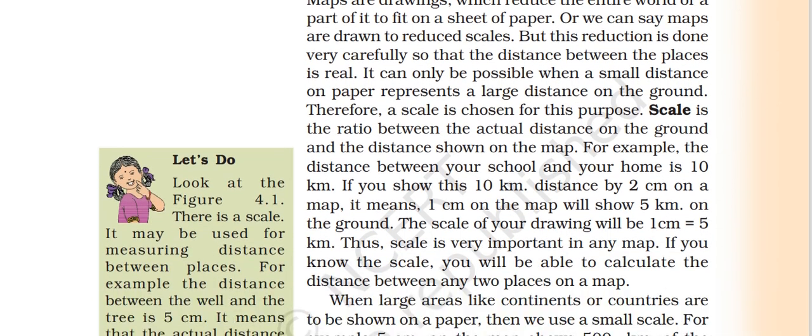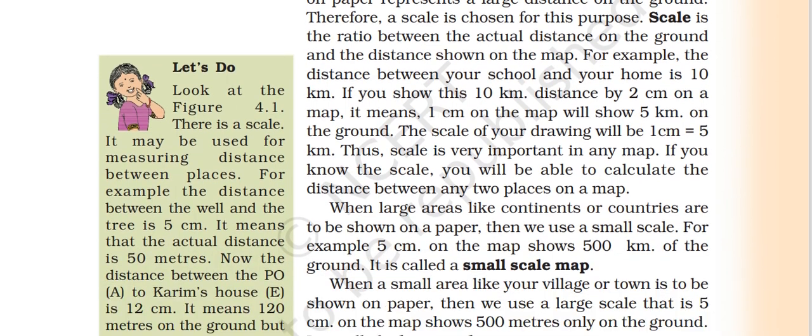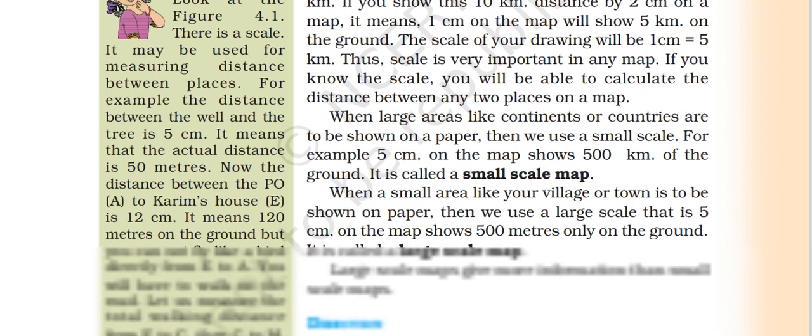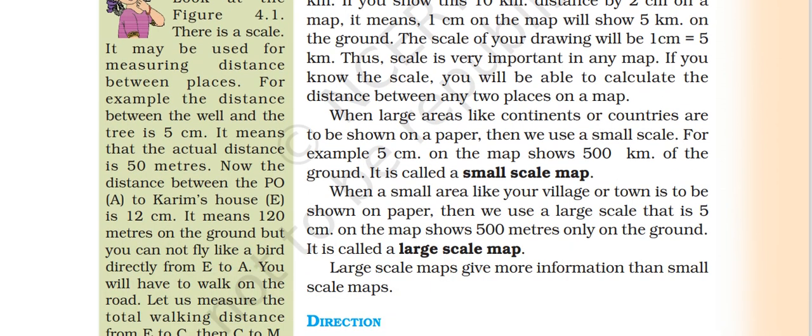The scale is very important in any map. When large areas like continents or countries are to be shown on paper, we use a small scale. For example, 5 cm on the map shows 500 km on the ground. It is called a small scale map. When a small area like a village or a town is to be shown on paper, we use a large scale, that is, 5 cm on the map shows 500 meters.